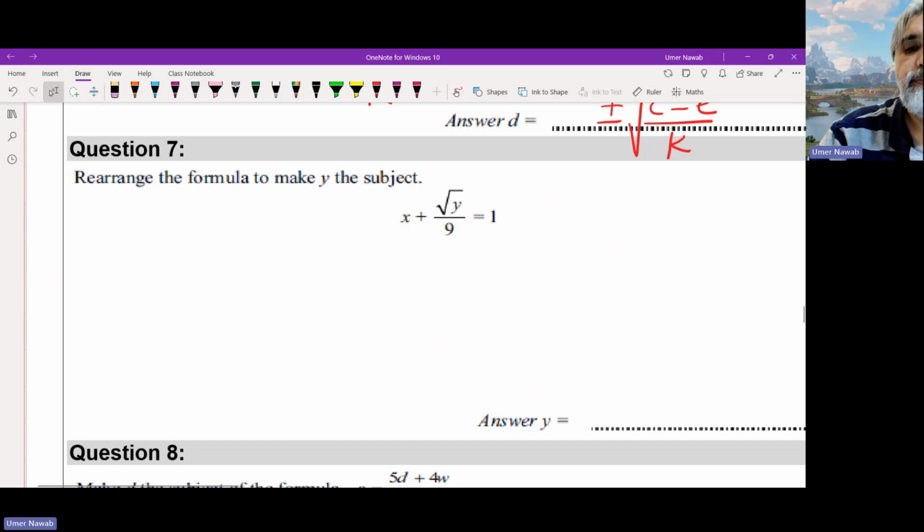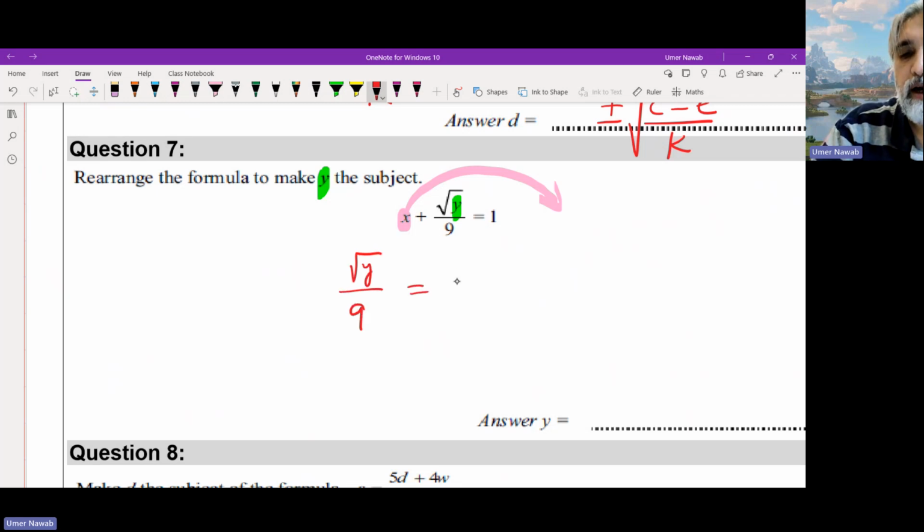Question number 7. I have to make Y as a subject. So step by step, we need to apply the procedure. First of all, send the X to the right. So square root of Y over 9 still there on the left. However, the plus X will be changed to the minus X.